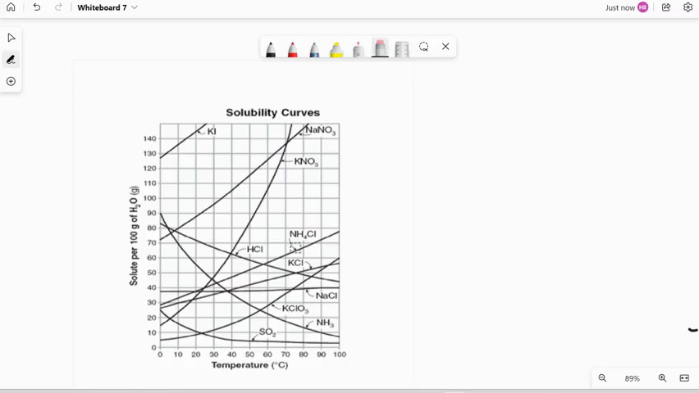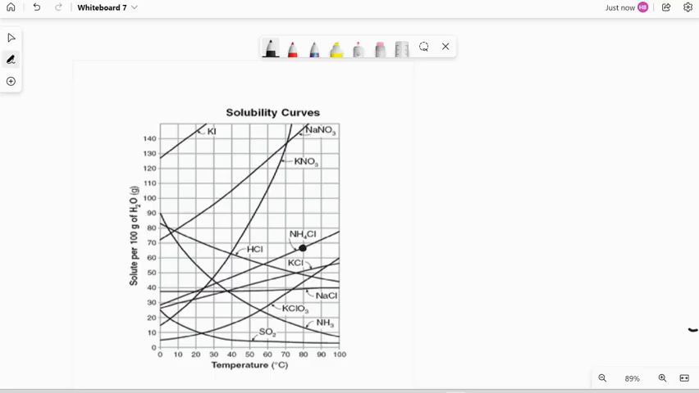I'm going to pick NH4Cl, and I'm going to say, what is the solubility of NH4Cl at 80 degrees? So I'm going to go here. I'm going to say the solubility is how much it takes to make a saturated solution. And this is a saturated solution for an ionic substance.